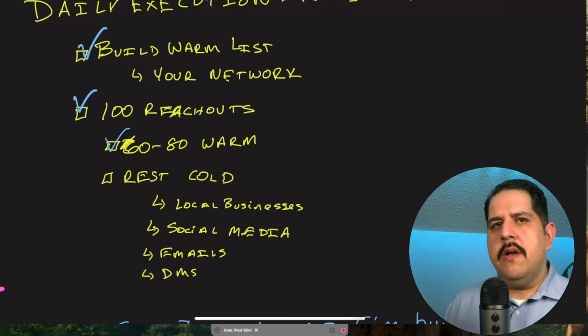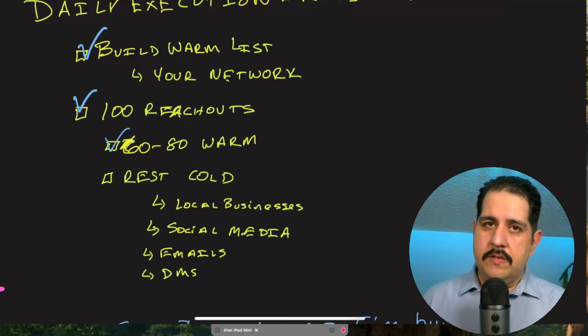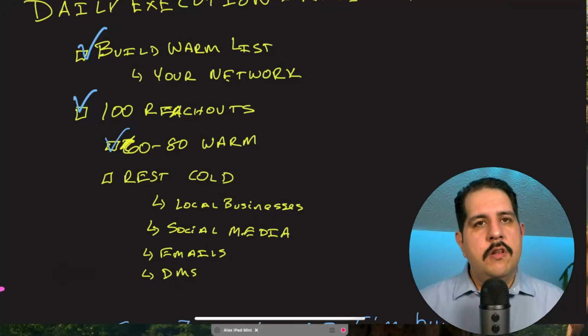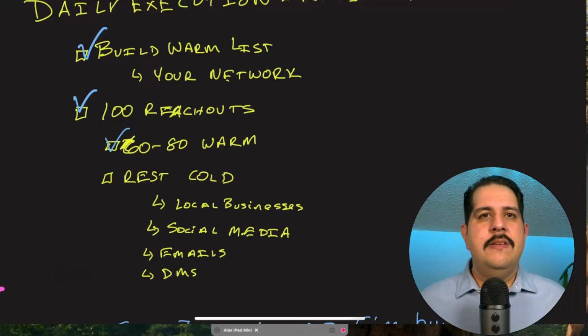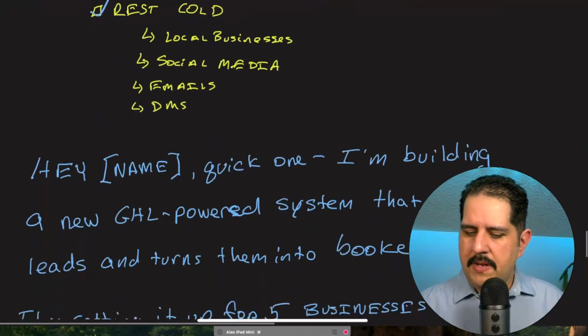Now, when you're focusing on the cold side, you're going to focus on perhaps local businesses, perhaps using HighLevel's prospecting tool. You're going to look at niche lists that might be out there, Instagram, LinkedIn, and then your goal is to create simple DMs and email scripts. So it's going to look something like this, right?